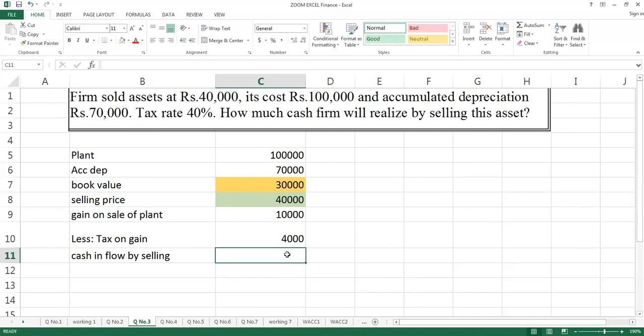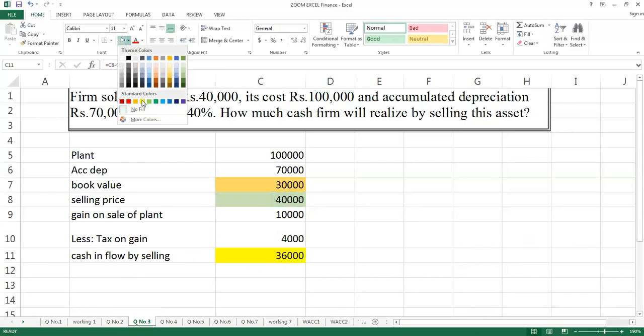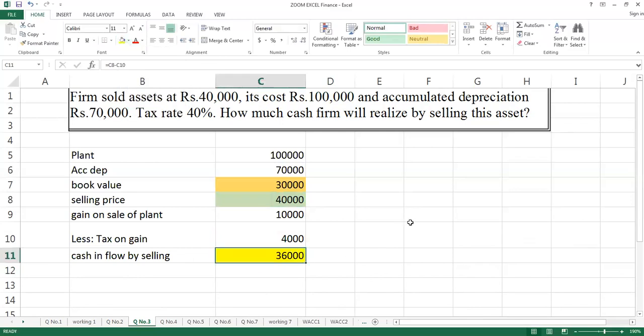Your answer might be 40,000. Cash inflow by selling, your answer might be 30,000. But the correct answer is you are selling for 40,000 and you paid tax of 4,000. So you will take this minus tax. Your cash inflow by selling is 36,000. So this is the cash flow we will report when we prepare a capital budgeting question in the last year of the project, that this is the cash inflow we are able to obtain from the sale of the plant.